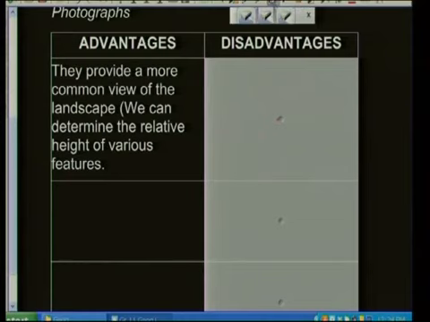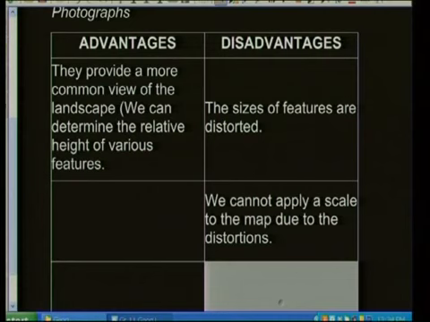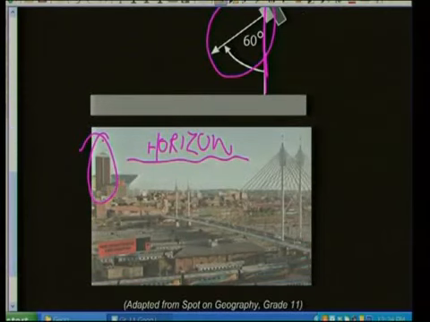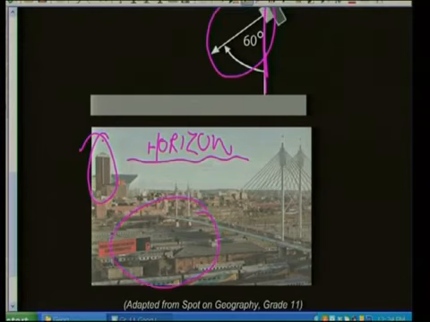The size of features is distorted because it's taken at an angle. You can't really make an accurate judgment of how tall a building is or how short a building is, because it's taken at an angle. We cannot apply scale to this map. What do I mean by that? Because features nearby will actually look bigger, and features a little further away will look smaller. So applying scale to the photograph won't work that well.